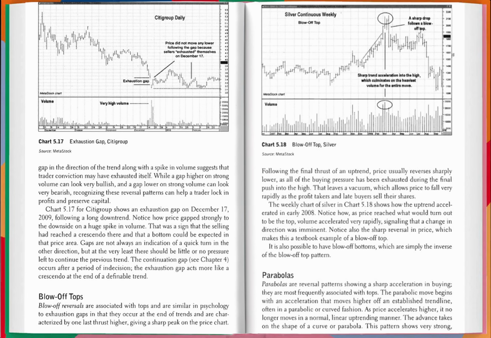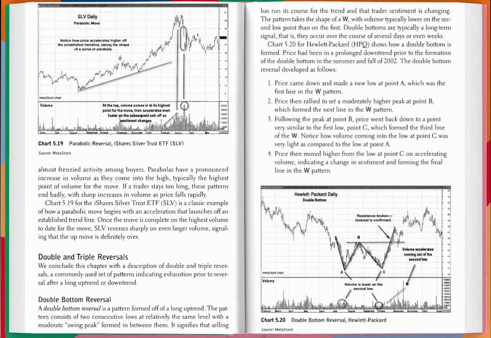Parabolas. Parabolas are reversal patterns showing a sharp acceleration in buying. They are most frequently associated with tops. The parabolic move begins with an acceleration that moves higher off an established trend line, often in a parabolic or curved fashion. As price accelerates higher, it no longer moves in a normal, linear uptrending manner. The advance takes on the shape of a curve or parabola. This pattern shows very strong, almost frenzied activity among buyers.